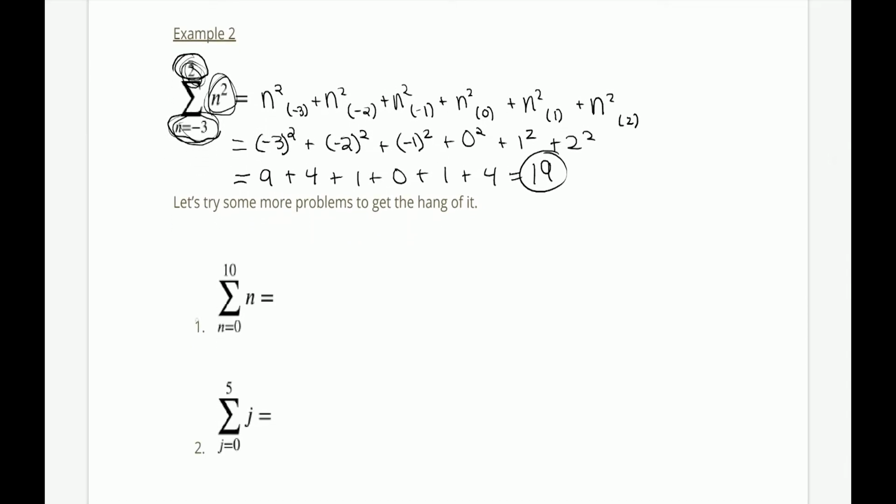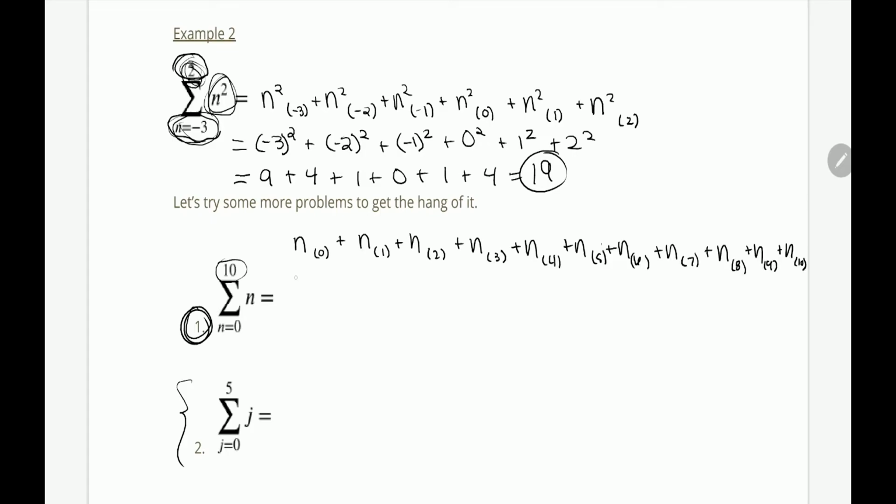So let's try a couple more. I'm going to go over number 1, and I want you to try number 2. It's very similar. Okay? So again, we're just going to take n, and we're going to replace that with 0, 1, all the way up through 10 up here. So we're literally just going to replace it. 0, 1, 2, 3, 4, 5, 6, 7, 8, 9, and 10. Since it is just the variable, just n, we're just replacing it. Replacing n with 0, replacing n with 1, replacing n with 2.